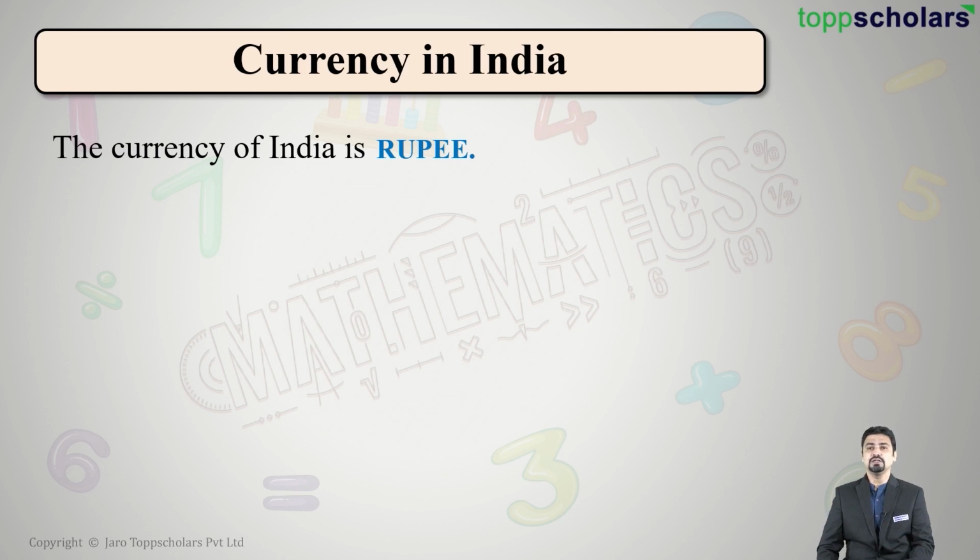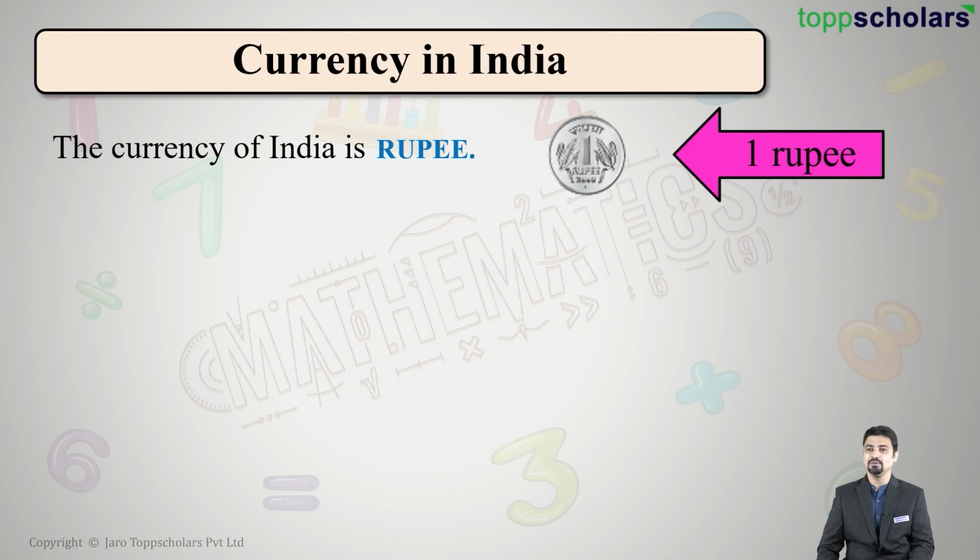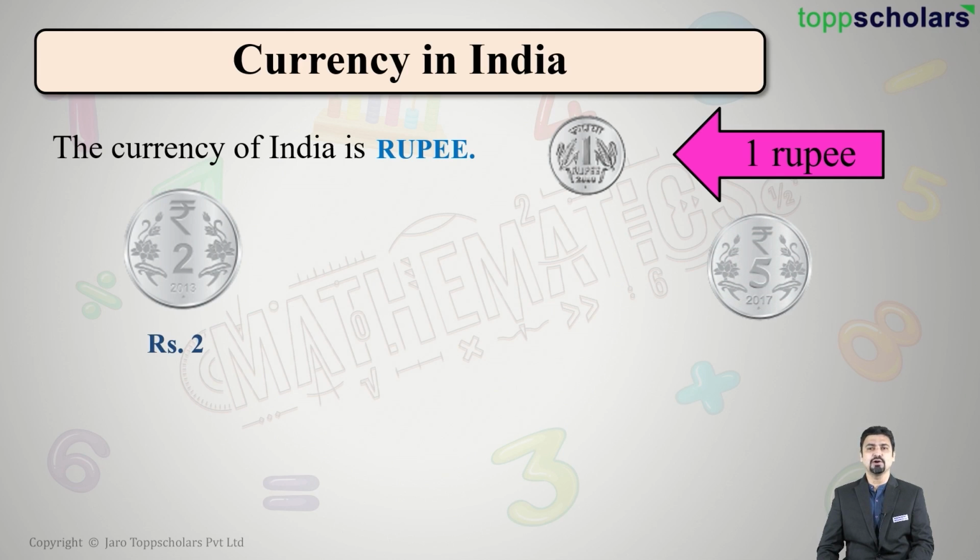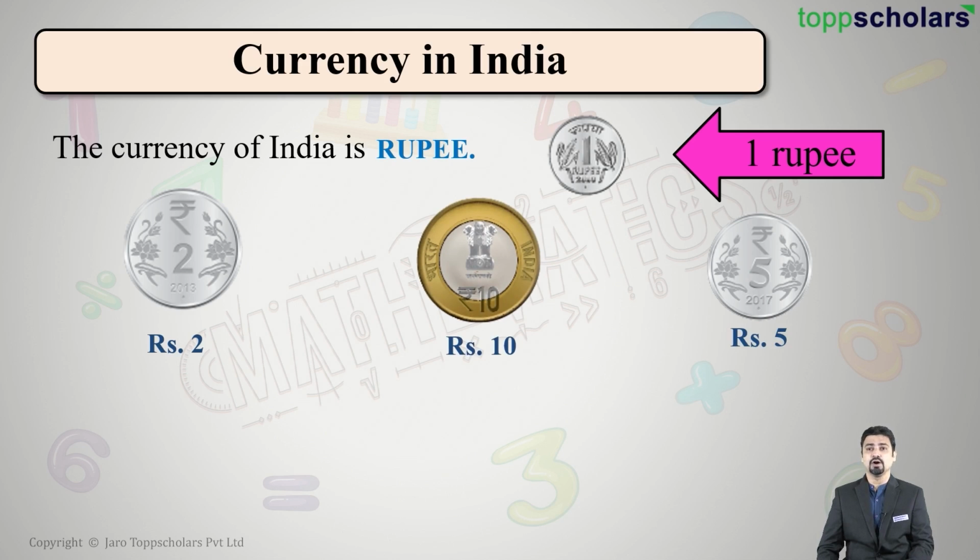So, how does a rupee look like? 1 rupee coin looks like this, that is 1 rupee. Let's look at few more denominations. So this coin is of 2 rupees. Then, students, have you come across this coin? Yes, it is a 5 rupee coin. Then we have a 10 rupee coin.